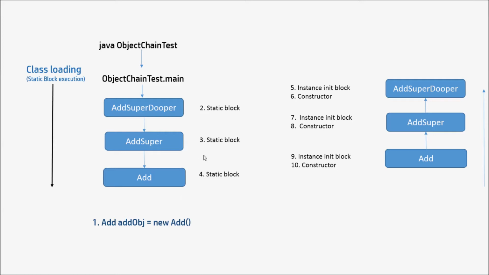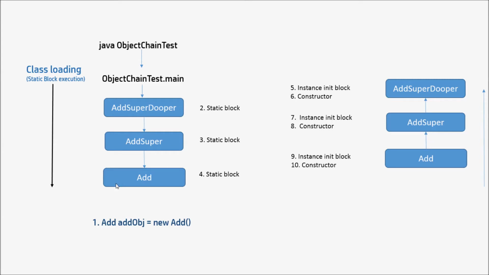Now I have just created one presentation here which gives a brief about what we are going to talk about. I will explain what classes we have. Suppose we have a base class or child class called Add, and then the super class of Add is AddSuper, and its parent class is AddSuperDuper. So Add extends AddSuper, which extends AddSuperDuper. These are the classes we are going to have.